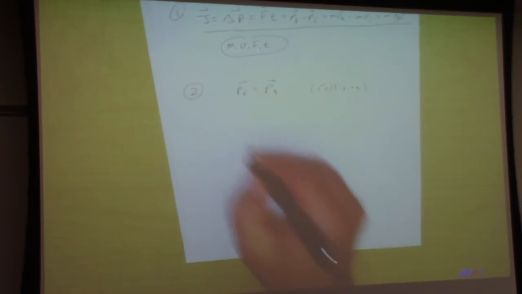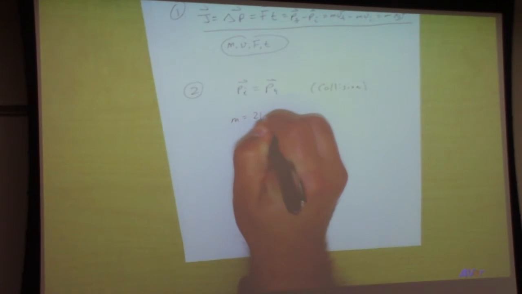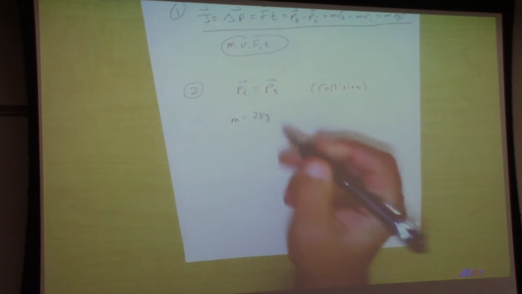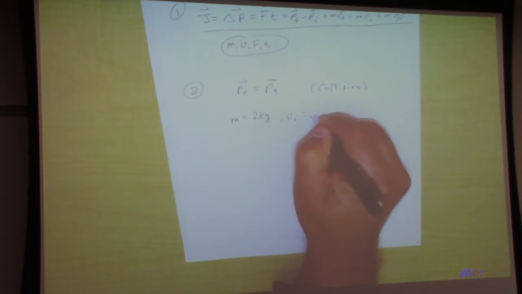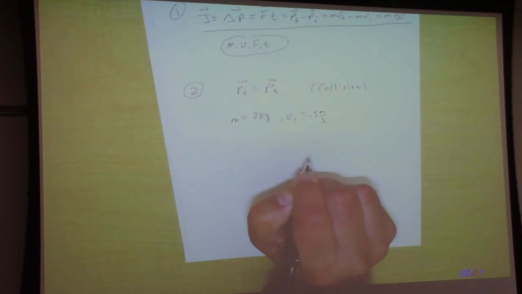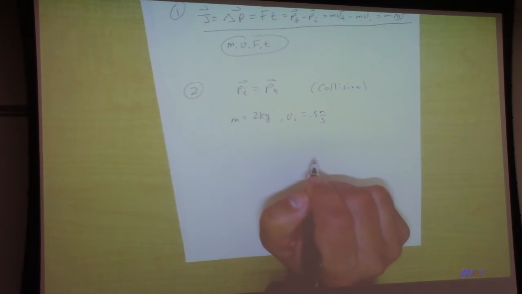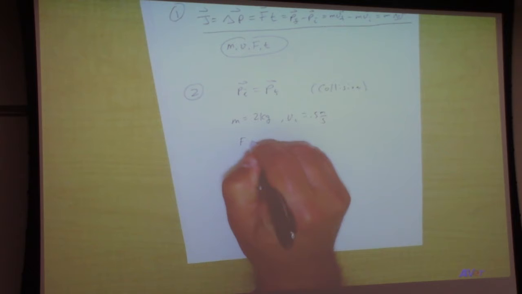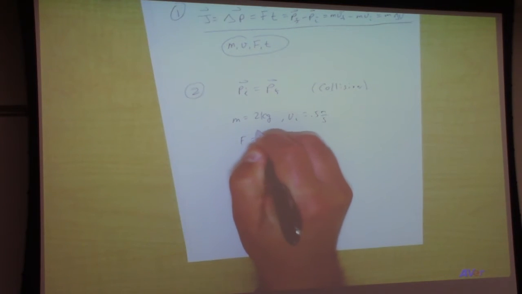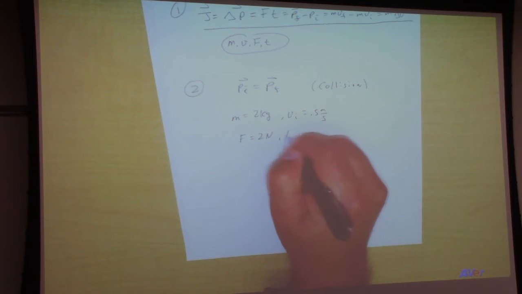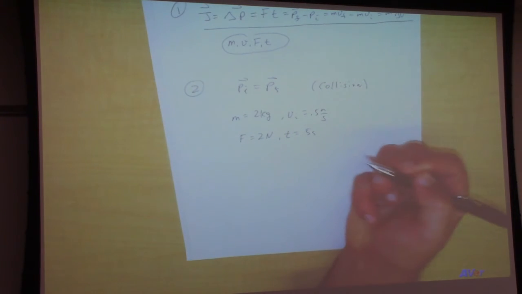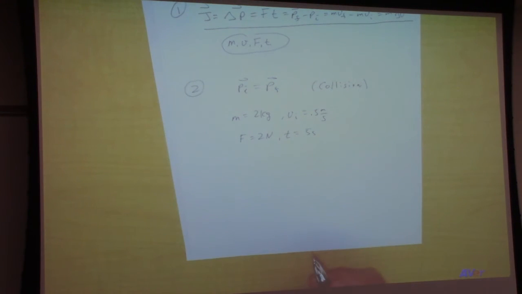So we know the mass, 2 kilograms. And moving to the right with 0.5 meters per second. Experiences this force. So we've got 2 newtons for half a second, right? Just from the graph. And then what we want to know is what are the object's speed and direction after the force ends?